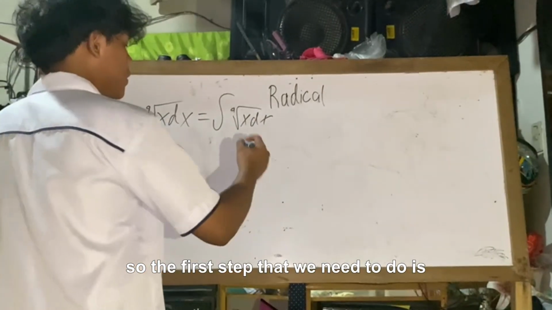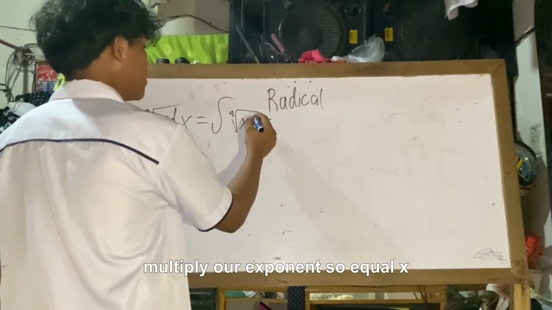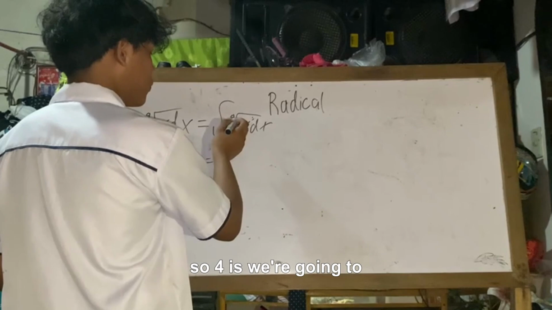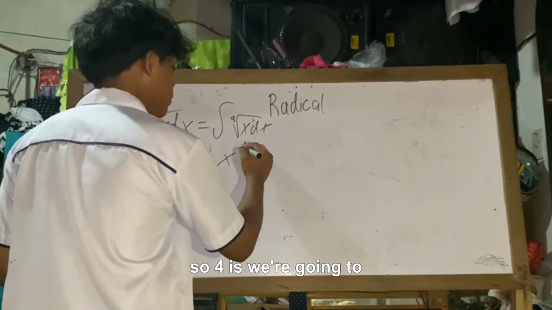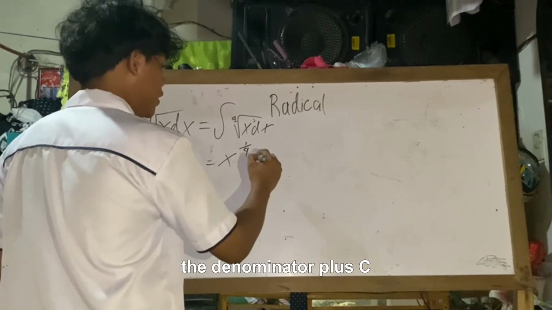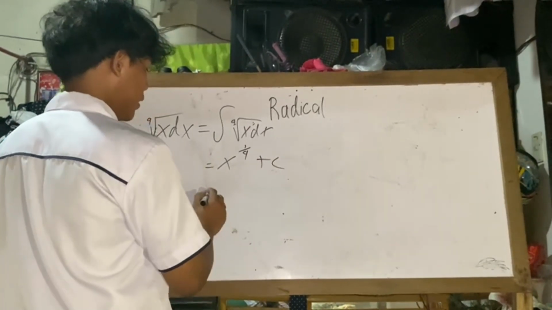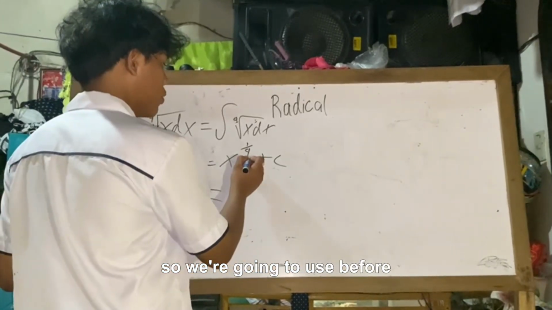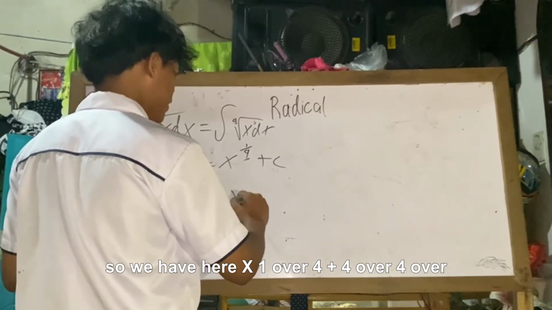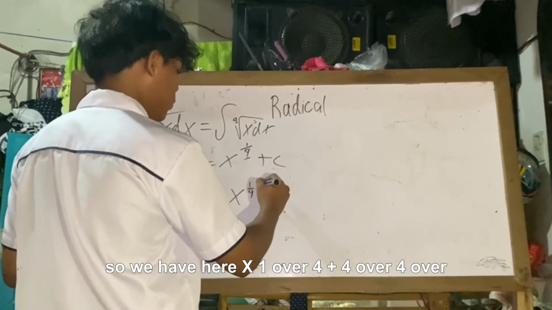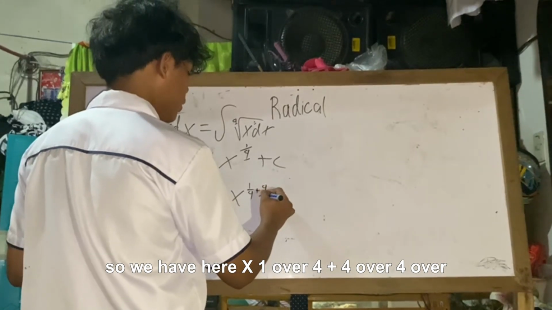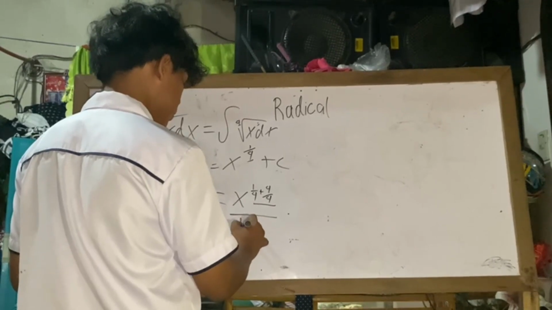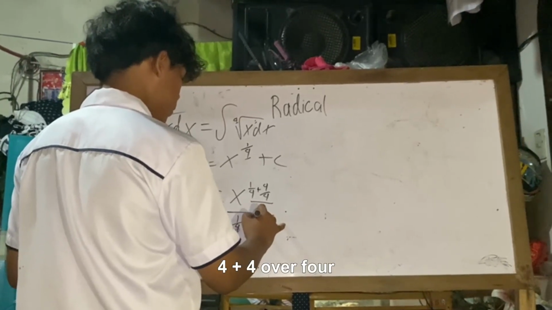The first step that we need to do is convert the radical into an exponent, so we have x to the 1 over 4, plus c. Next step, we're going to apply the power rule. So we have here x to the 1 over 4 plus 4 over 4, over 1 over 4 plus 4 over 4.